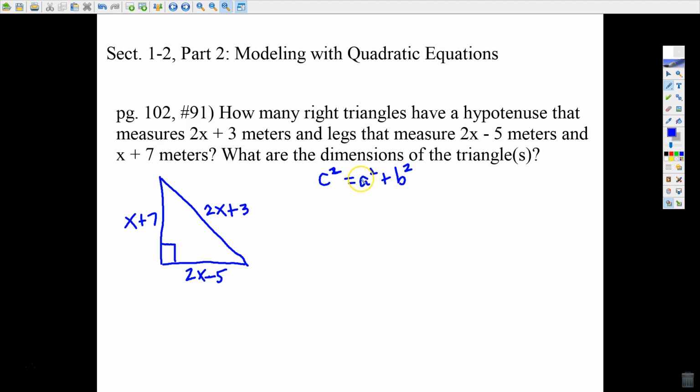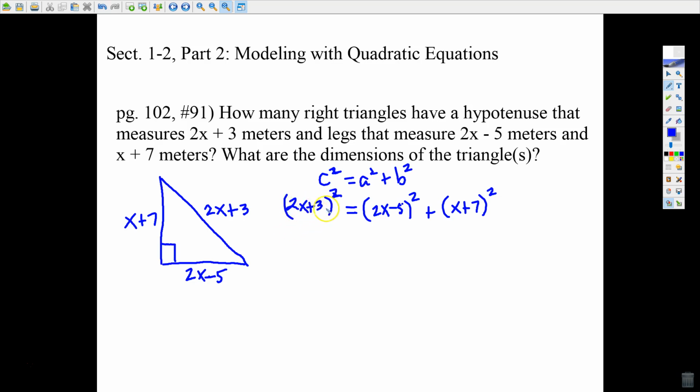And there it is in case you forgot it. So remember, C always represents the hypotenuse. So I'm just going to take the three sides of the triangle as they're labeled and substitute in for C, A, and B. C being the hypotenuse, so this is (2x + 3) squared. It really doesn't matter which of these is A and which is B. I'll just say that A is (2x - 5) squared, and that means B is going to be (x + 7) squared. Okay, so we've got three binomials that need to be expanded, and I showed you this earlier.